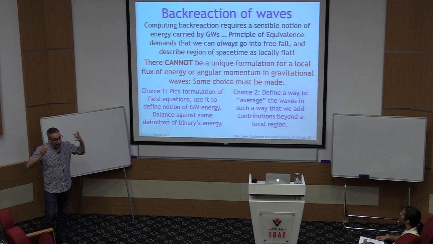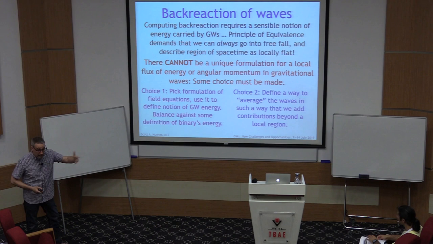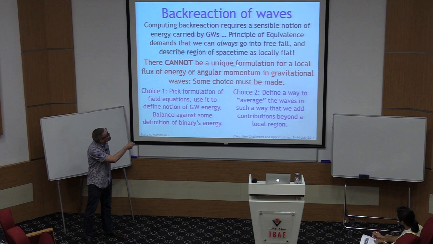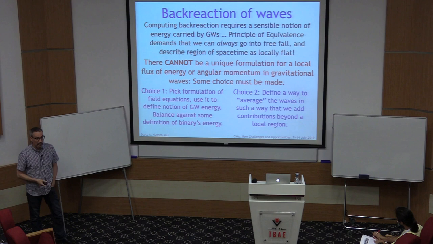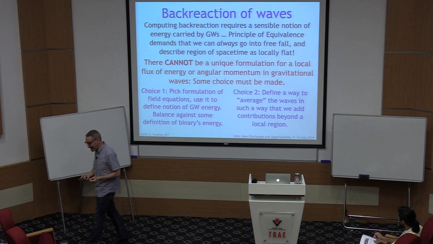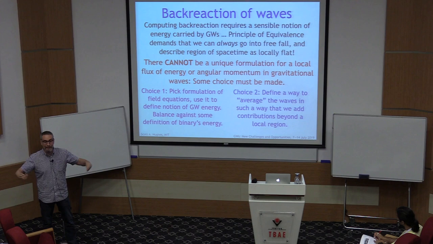I don't want to do that if I want to measure the energy content associated with what is being radiated by this binary. Now, this means that I cannot make a unique formulation for the flux of energy and angular momentum in gravitational waves. I have to actually make some choices. And you know what? That's fine. People often get really hung up on the fact that sometimes you just cannot make a gauge invariant statement. Nonetheless, sometimes you use a gauge dependent statement for part of your calculation and get a gauge invariant result at the end of the day once you do your analysis properly.